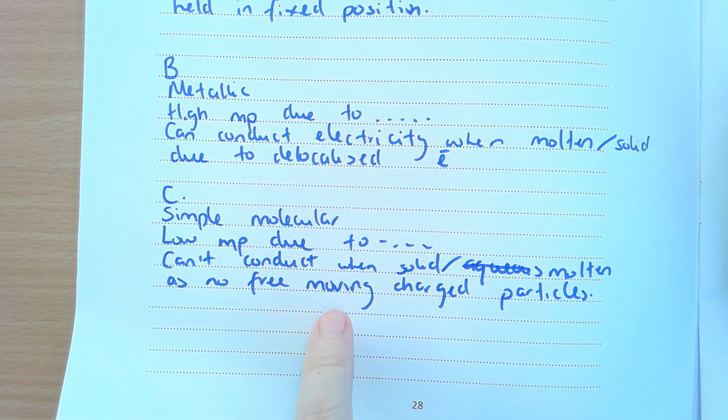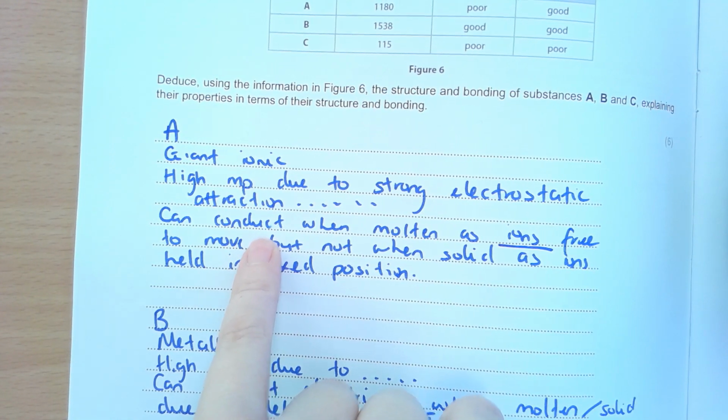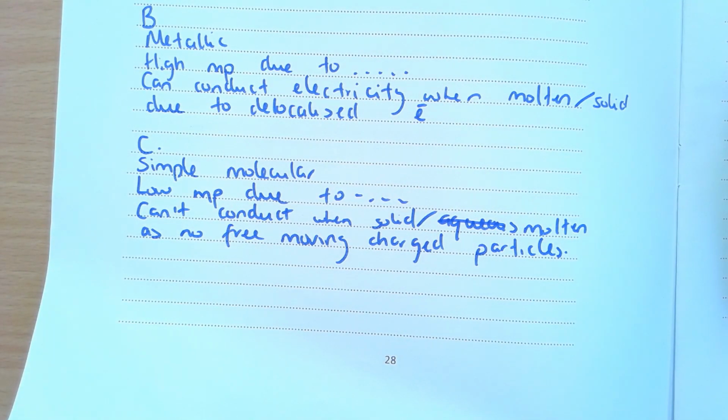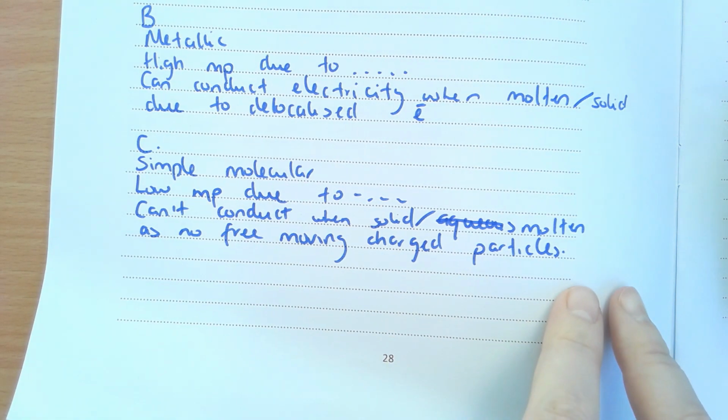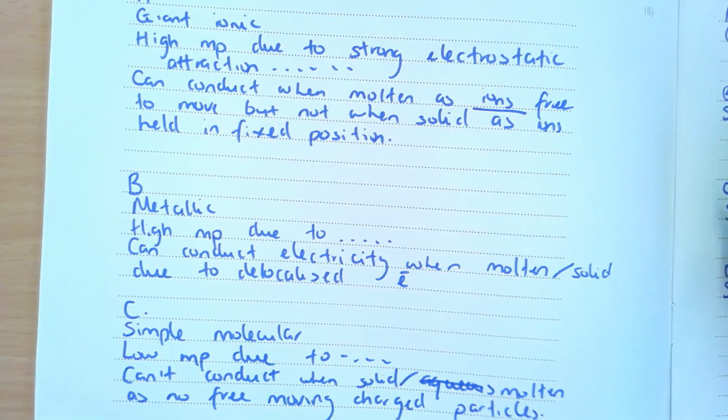Don't just say it doesn't have delocalized electrons. Neither does an ionic compound, and it can still conduct. So your umbrella term for ions and delocalized electrons, without having to name them both individually, is just saying no free moving charged particles. That would get you all 6 marks.